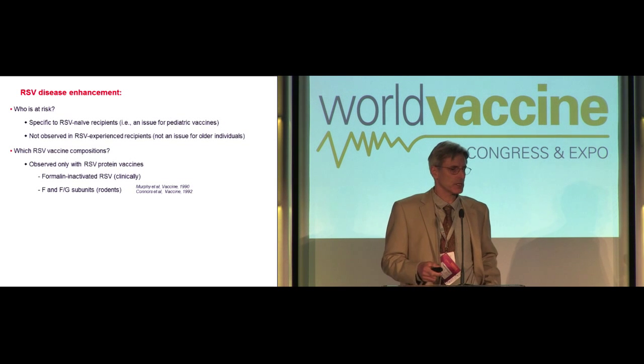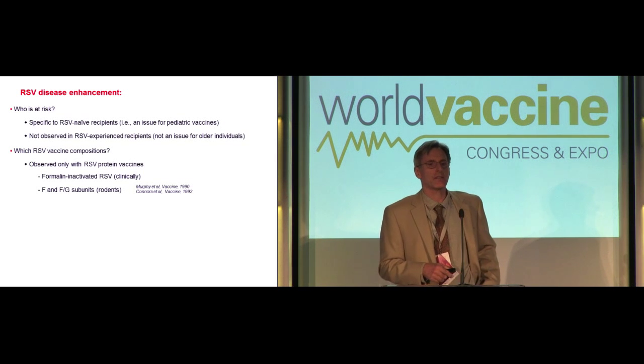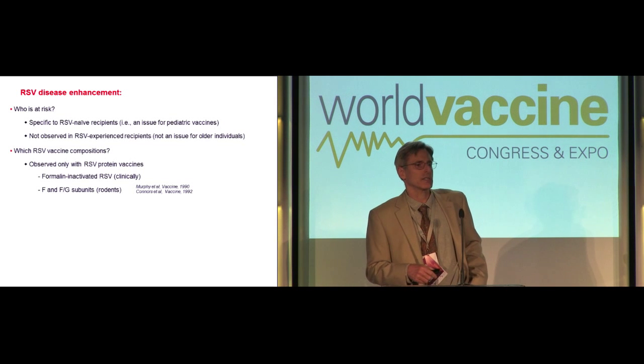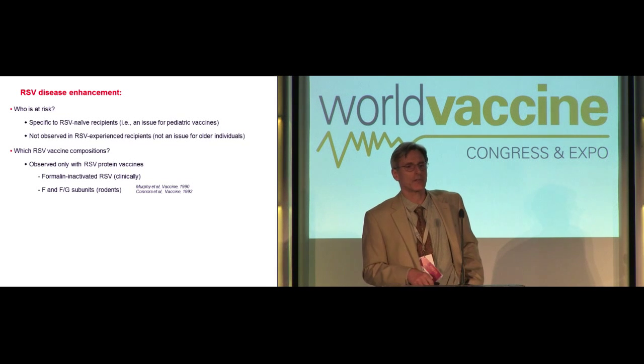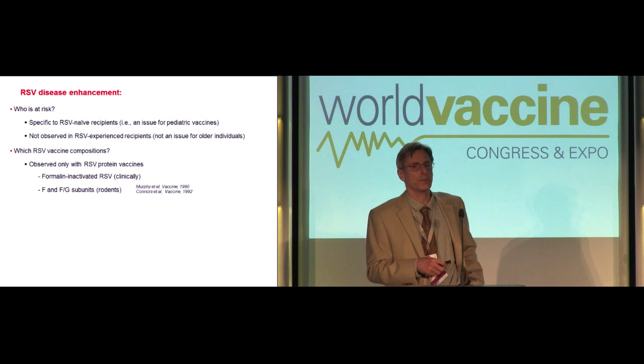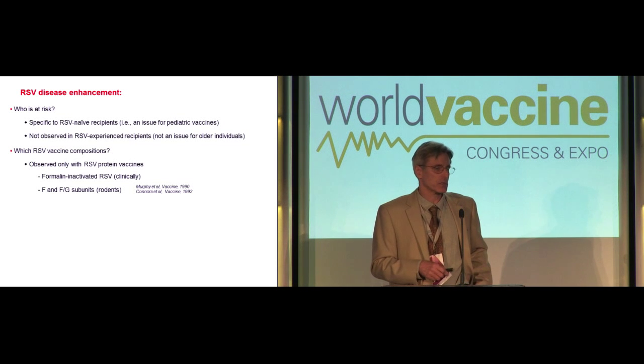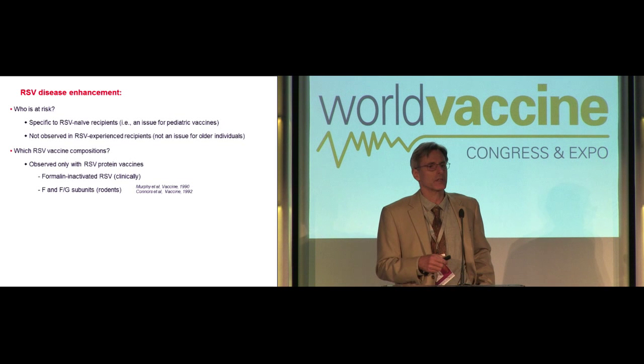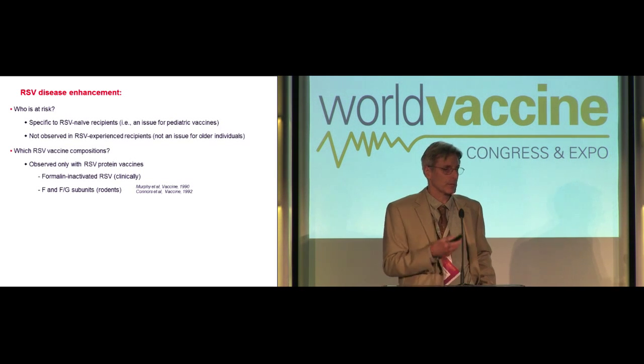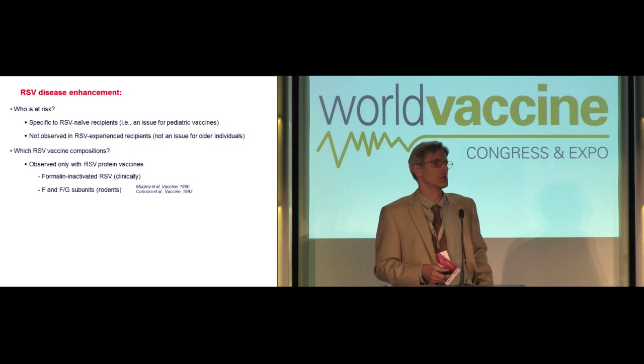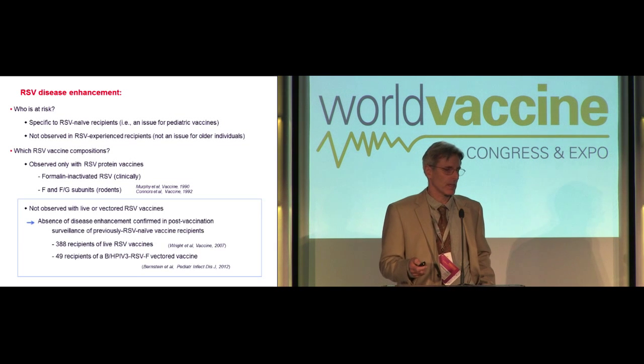So who's at risk? This is specific to RSV naive individuals. So it's associated with the first exposure to RSV antigen in life. So it's an issue for pediatric vaccines. It's not observed in individuals who have been previously infected with RSV, so it's not an issue for an adult vaccine. And which compositions? Well, it's observed with formalin inactivated RSV, as I've mentioned, also with subunit vaccines of F or F and G. So it seems to be an issue for protein vaccines in general for RSV.